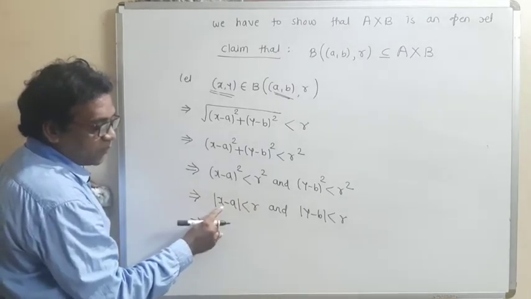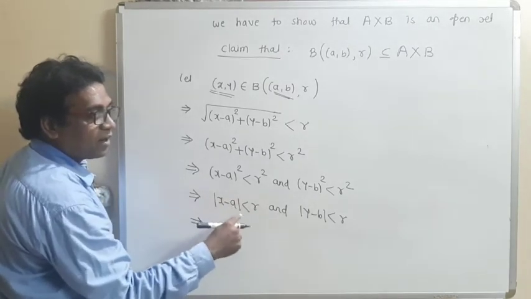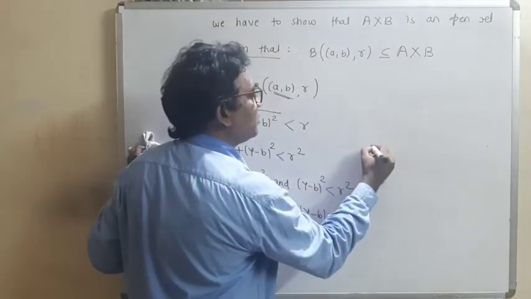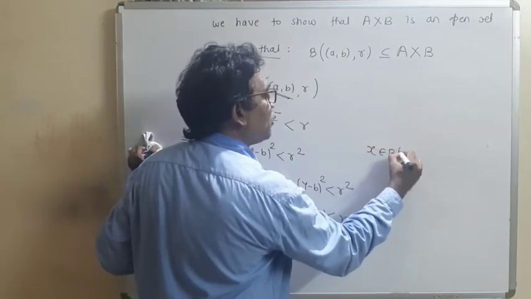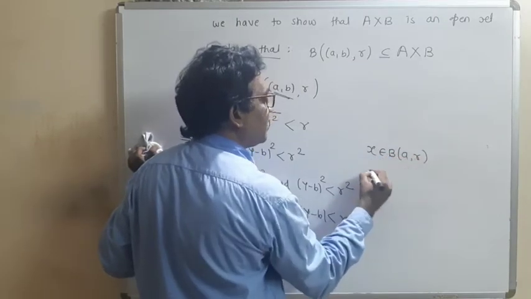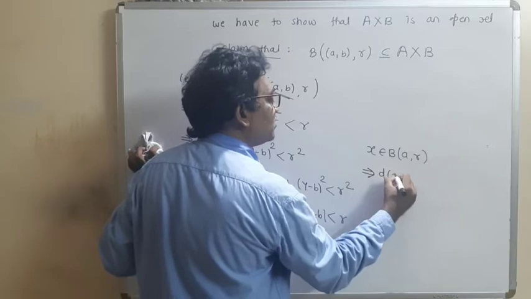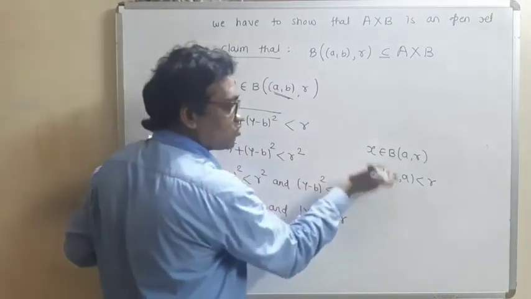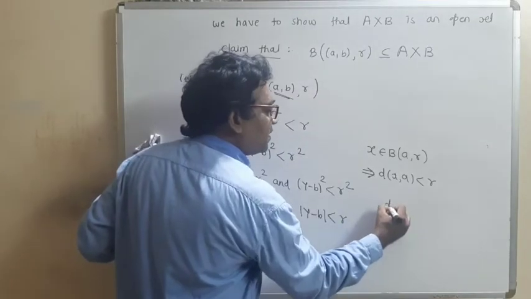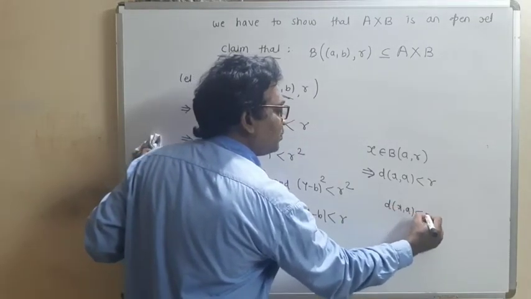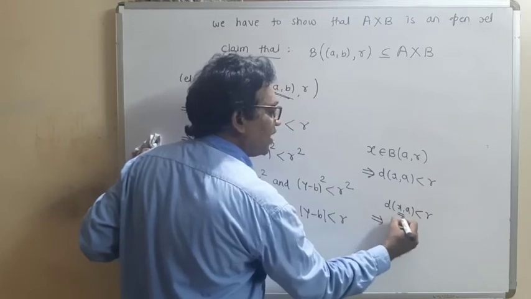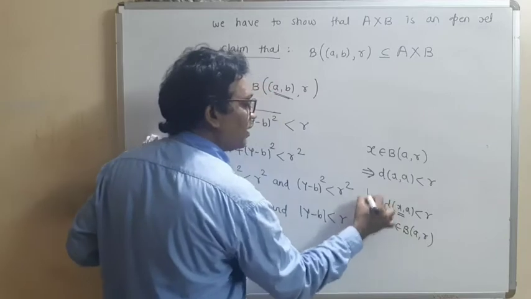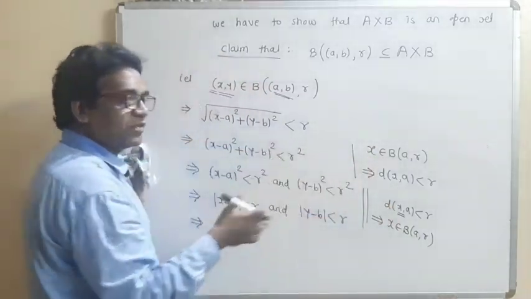Now see what is this equation. This is distance between x and a, this is less than R. Now we use the same definition for open ball. What is the definition? If x is an element of open ball B with center at a and radius R, then we have this condition: distance between x and a less than R. And there is a converse also. If the distance between x and a is less than R, then x is an element of open sphere B with center at a and radius R. This is an if and only if case.